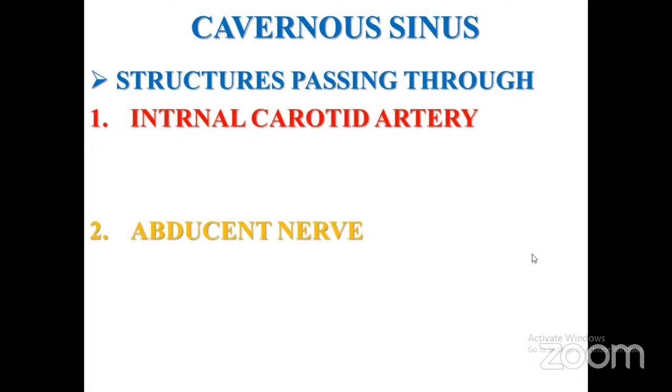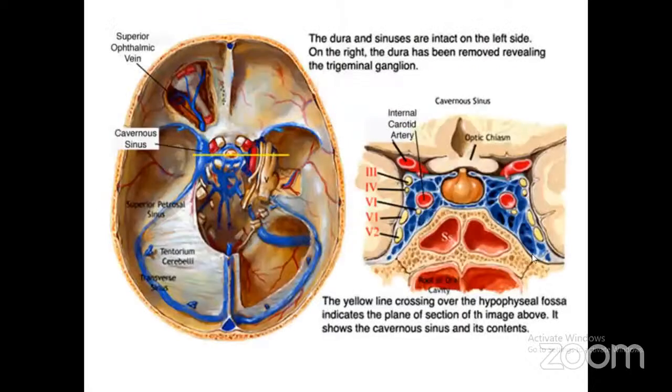And beneath the structures passing through the cavernous sinus are the internal carotid artery and the abducens nerve. The internal carotid artery is surrounded by the sympathetic plexus of nerves and veins there. And you can see the abducens nerve inferolateral to the internal carotid artery. You can notice them there through the sinus, and they are separated from this venous blood via endothelium.